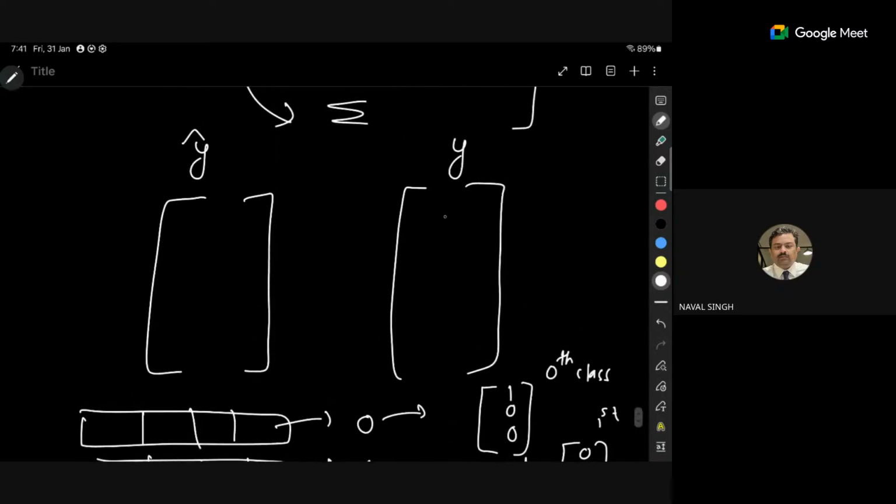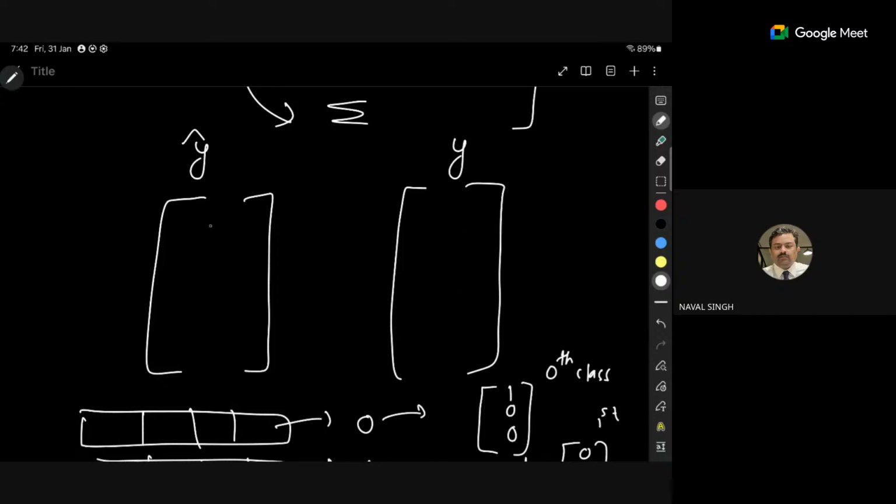So y, you know, is going to be what is called a one hot vector. That's where you will get y. So something like 0, 0, 1, it's the second class.